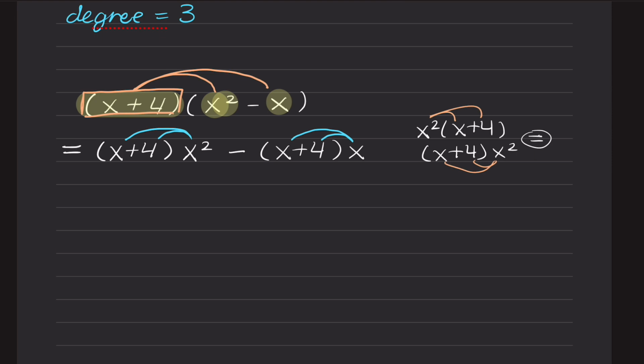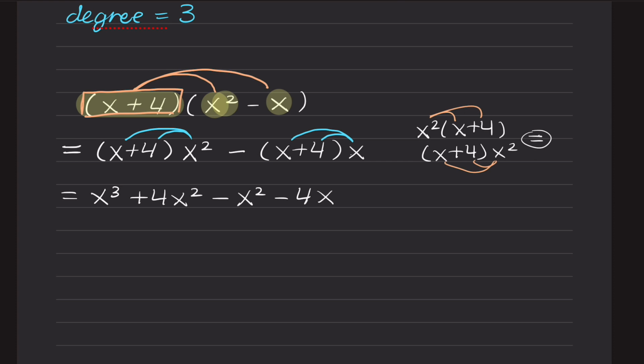So on our next line, we would have x and x squared give us an x cubed. 4 times x squared gives us 4x squared. And then we have minus x times x, which gives me an x squared. And then minus x times 4, which gives us a 4x.